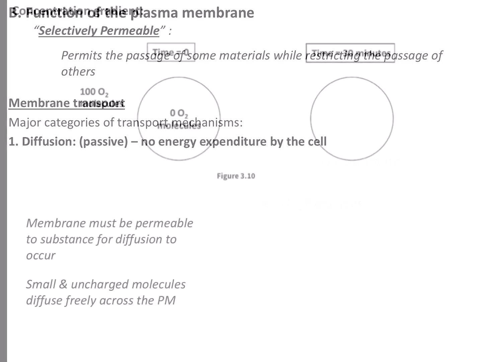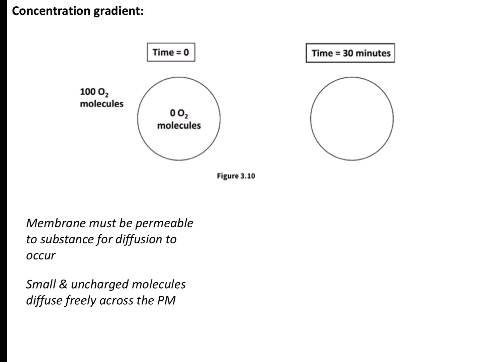Imagine that this is a cell at time 0. There are 0 oxygen molecules inside the cell, while there are 100 oxygen molecules outside the cell. From this, we can say that outside the cell, there is a high concentration of oxygen molecules, while inside the cell, there is a low concentration of oxygen molecules.